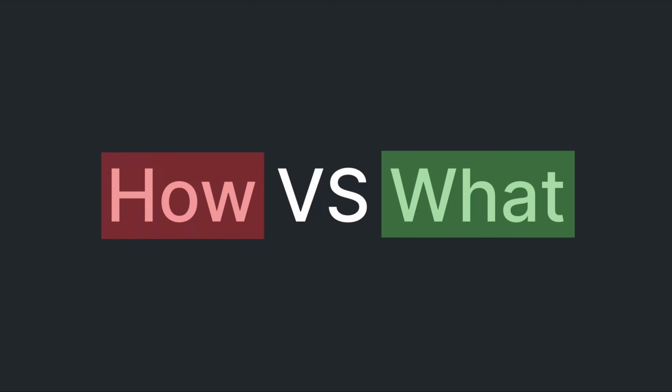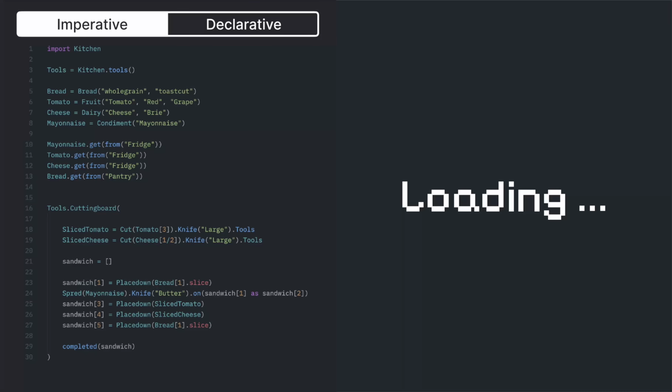You can think of this as imperative programming being how we want something to be done, and declarative programming being actually what we want. Unfortunately, this is sometimes hard to understand, so let's go into the computer to visualize how the code actually works. As you can see, we have some imperative code here. Both the imperative code and declarative code does the same thing, and that is making a delicious sandwich.